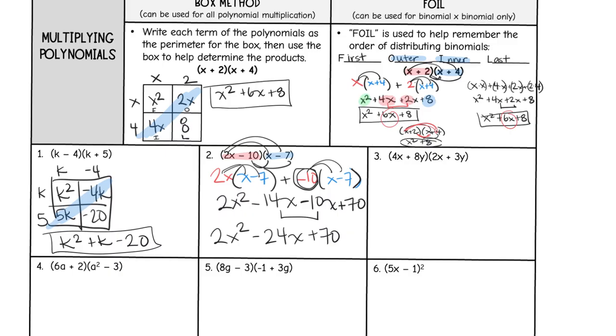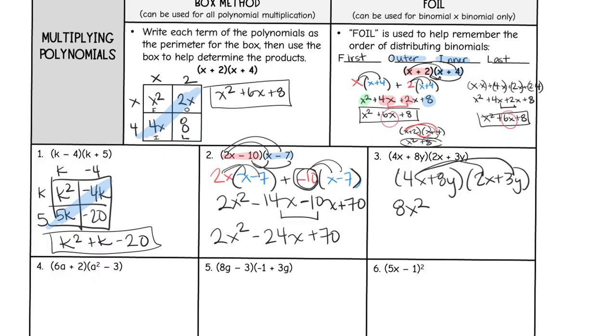Okay, so for example number 3, I'm just going to use the FOIL method. I'm not going to write the whole thing out. Actually, I'm going to rewrite the problem so I've got more space. 2x plus 3y. Okay, so I'm going to start with the first term, that's the first term of each binomial. I'm going to get 4x times 2x gives me 8x squared.